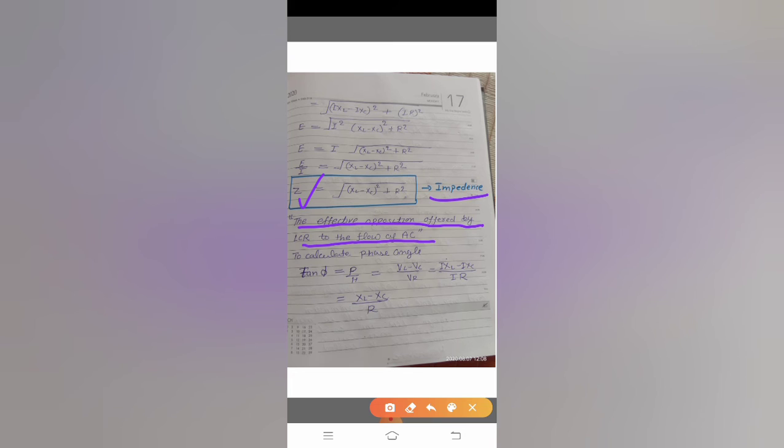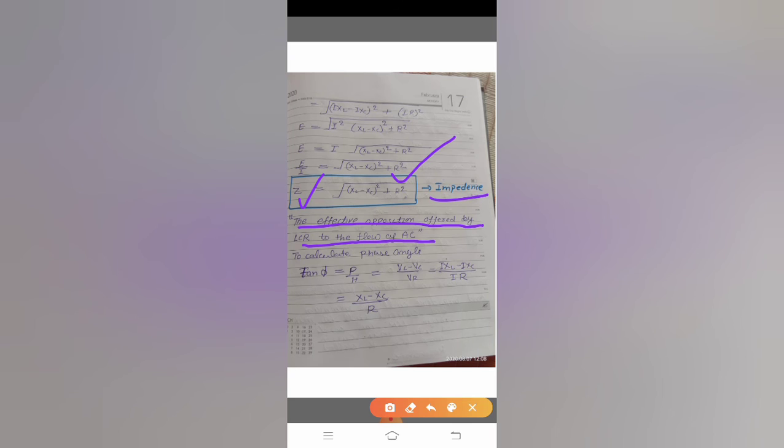Okay, so this is impedance. How to define? The effective opposition offered by LCR to the flow of AC. The opposition that the LCR circuit offers to the flow of AC is known as Z, meaning impedance. And what is this formula? The square root of (XL minus XC) whole square plus R square.